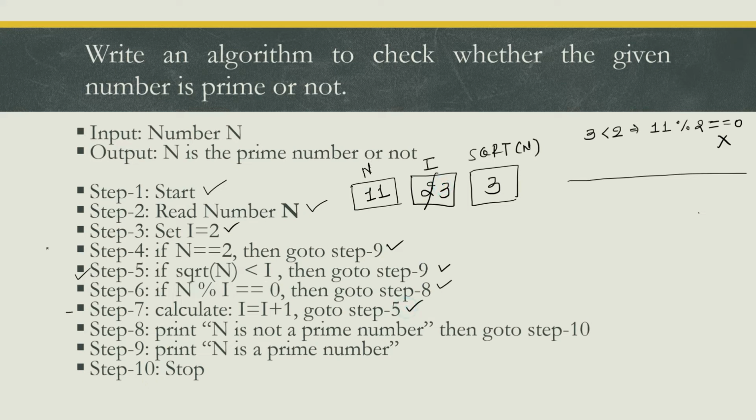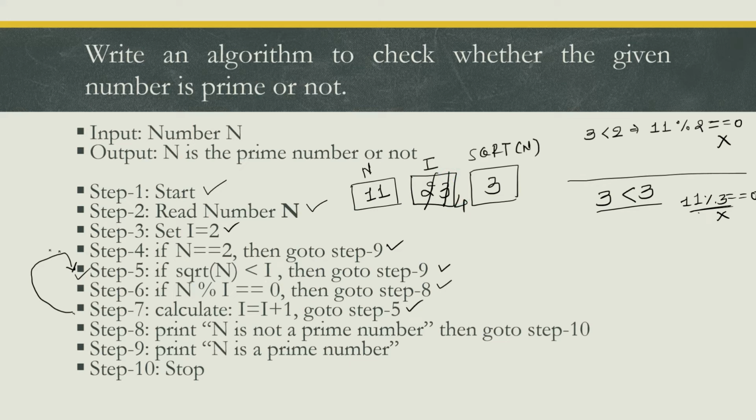And the next step, go to step number 5. Again we have to find the square root of n. What is the square root of n? It is 3. What is the value of I? It is also 3. Is 3 less than 3? False. Then we divide 11 by 3, and check whether this division gives remainder 0 or not. But this division will not give remainder 0. So again we increment the value of I by 1.